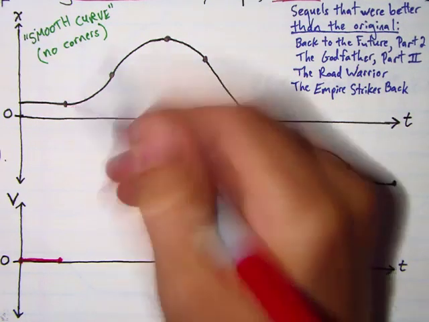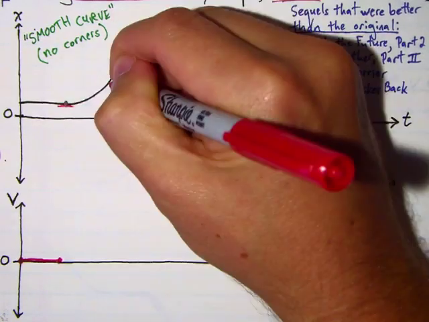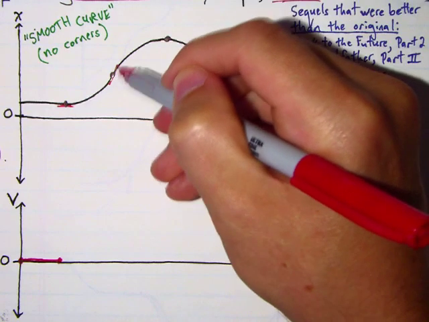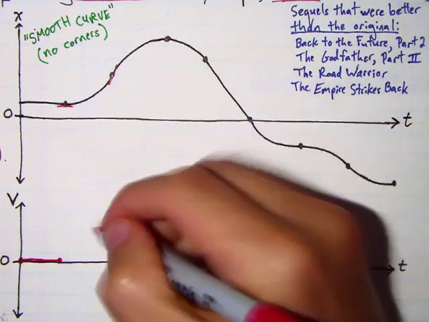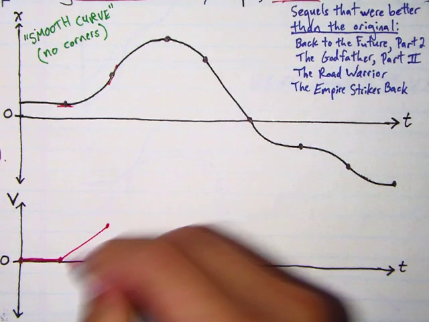Then we start speeding up. There's our horizontal tangent right there because we start from rest, but by this point here, our tangent line has a positive slope. We're moving in the positive x direction. So we're speeding up from 0 to some maximum positive velocity right there at that time.